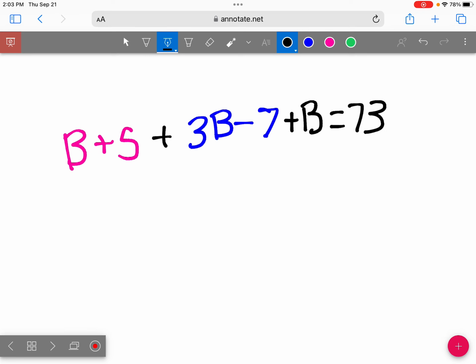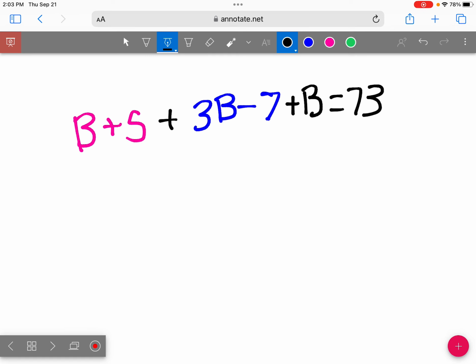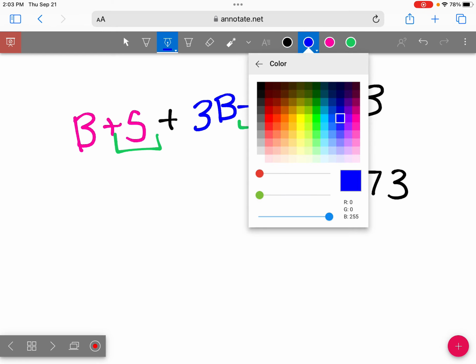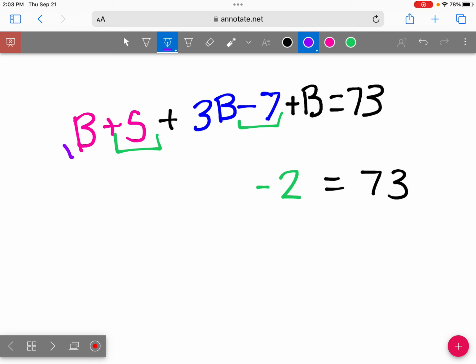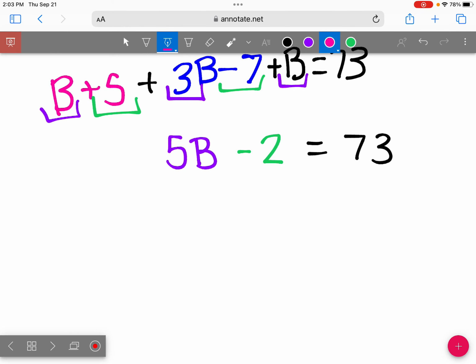So then let's come in here and solve this. We're going to combine some like terms. I've got a 5 and a minus 7, so we're going to wind up with minus 2 on this. How about the B's? How many B's do we have over here? 5, because I've got 1, 2, 3, 4, and 5. What can I do to solve this? How can I figure out what B is? Add 2. So I get that 5B is 75.